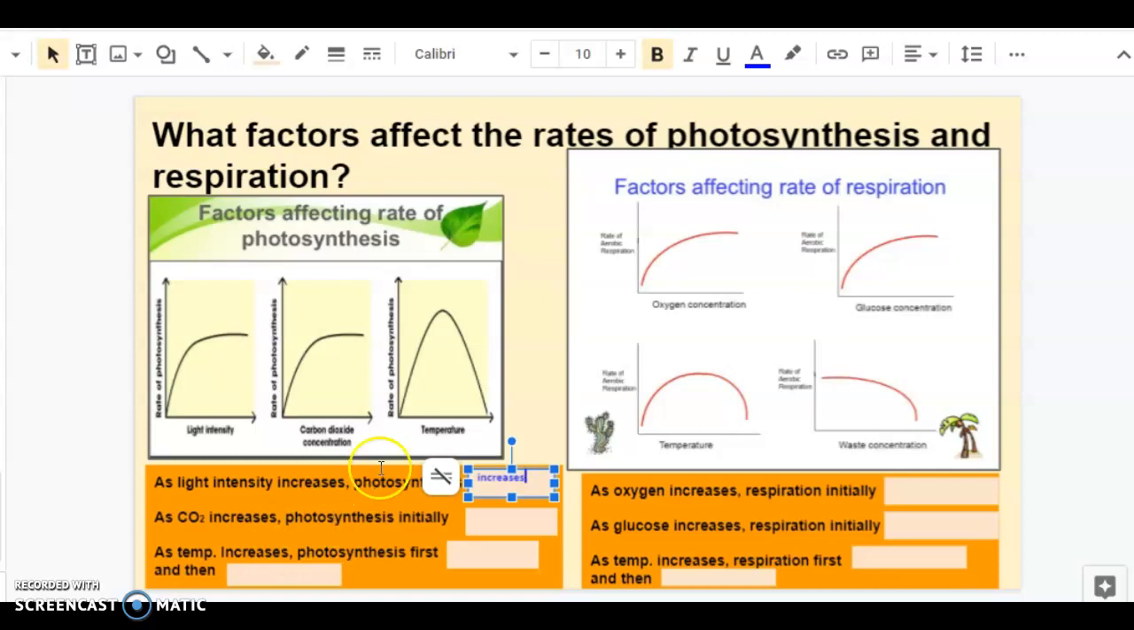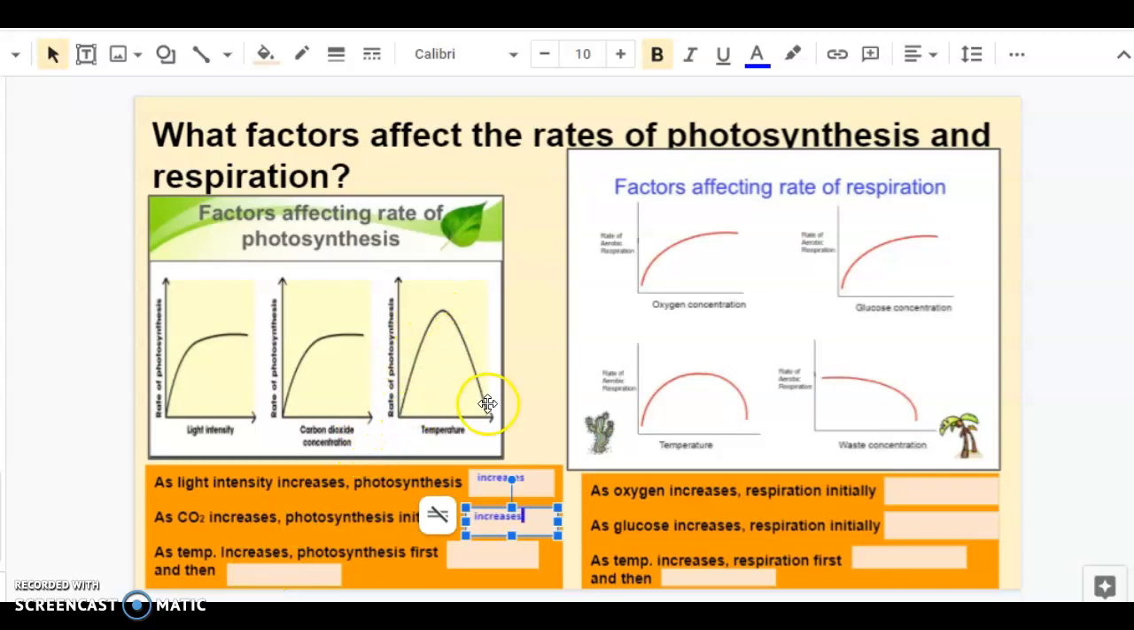What about carbon dioxide? Remember, carbon dioxide is a reactant of photosynthesis. It's something it needs. And so as it gets more of what it needs, it can do more photosynthesis. So again, we see as CO2 increases, photosynthesis, at least initially, increases until it's got all the CO2 it can use. As temperature increases, what happens?